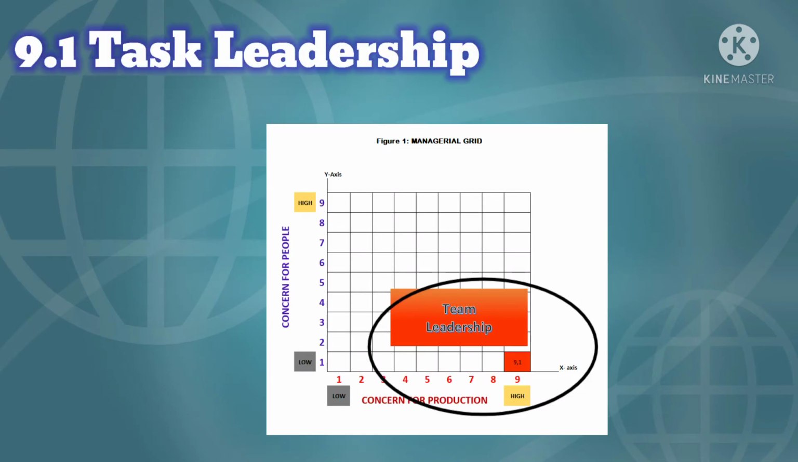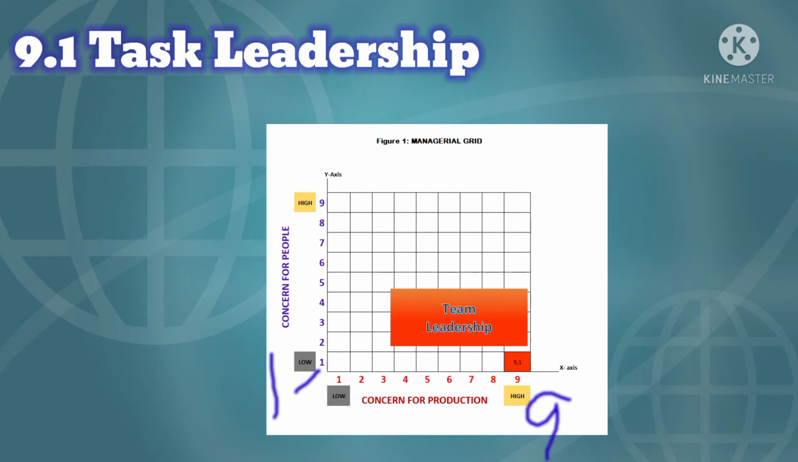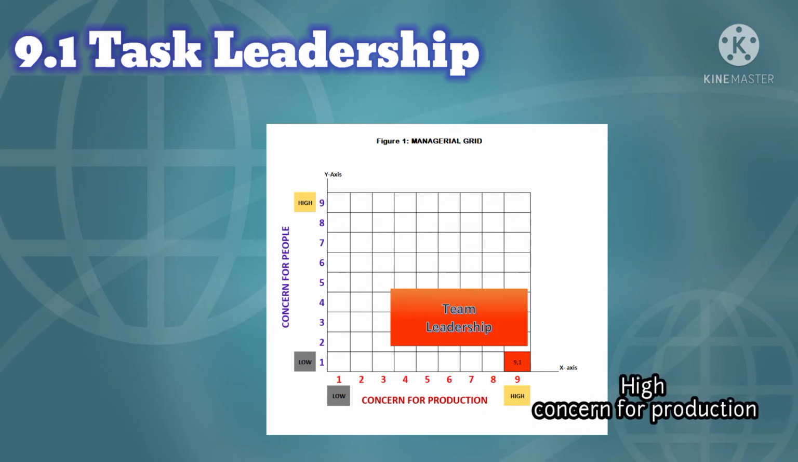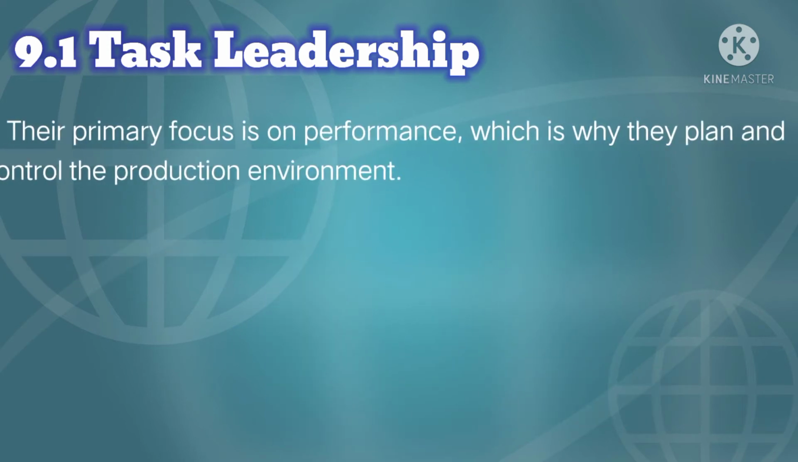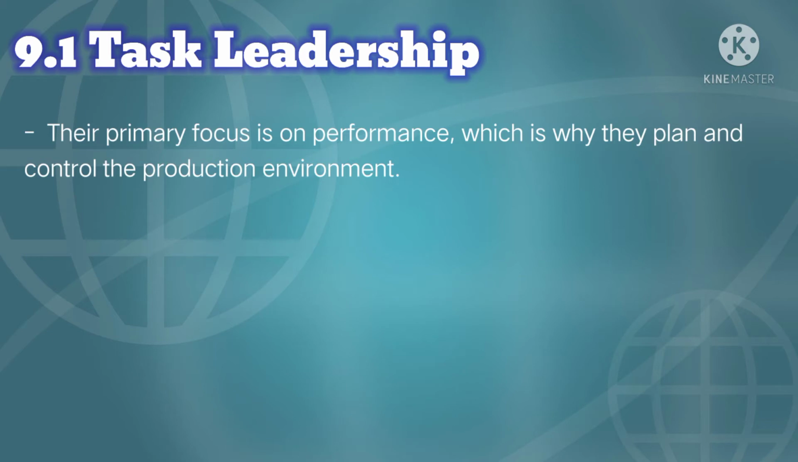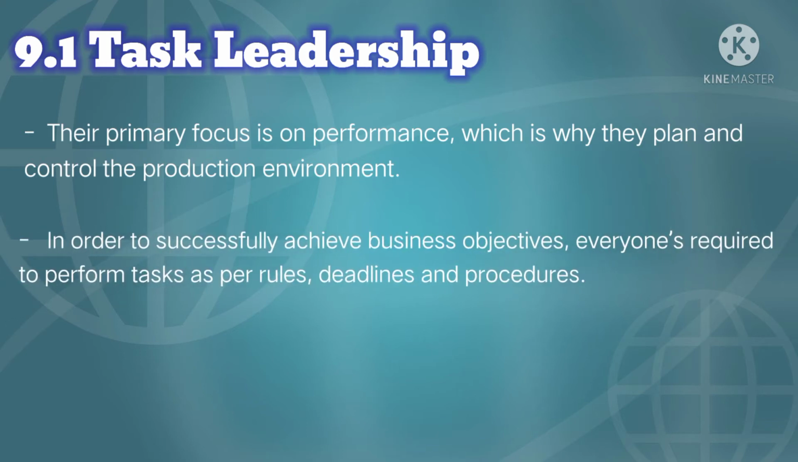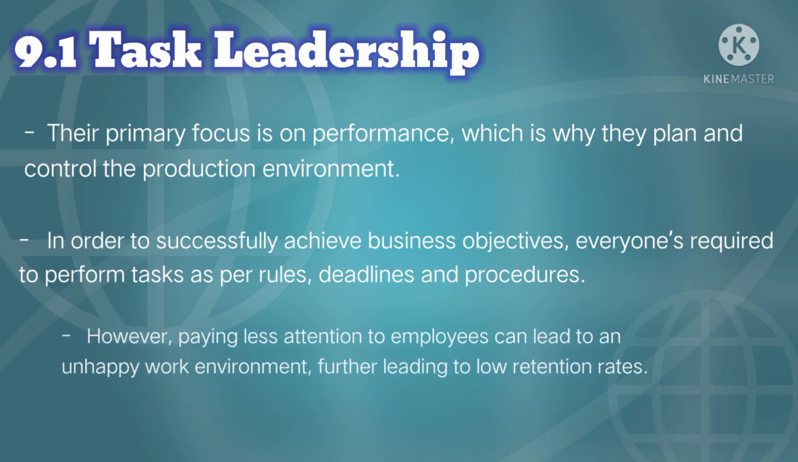The second one is task leadership, which is located in this area and scores 9 for production and 1 for people, which means they have high concern for production but low concern for people. Their primary focus is on performance, which is why they plan and control the production environment. This type of leader is very concerned with his responsibility to see that the work is completed. Leaders of this type believe that in order to successfully achieve business objectives, everyone is required to perform the task as per rules, deadlines, and procedures.